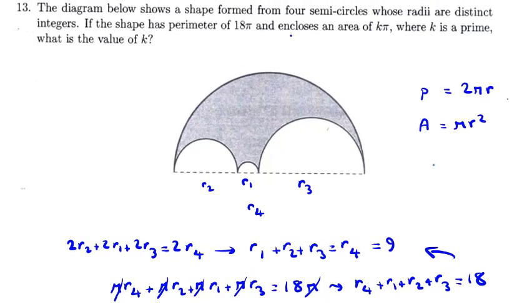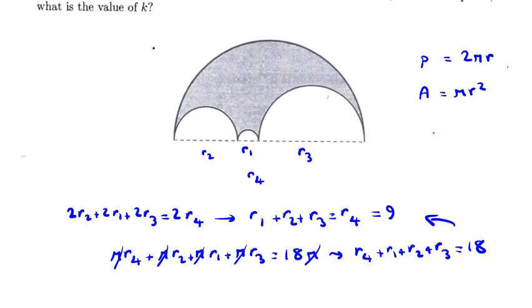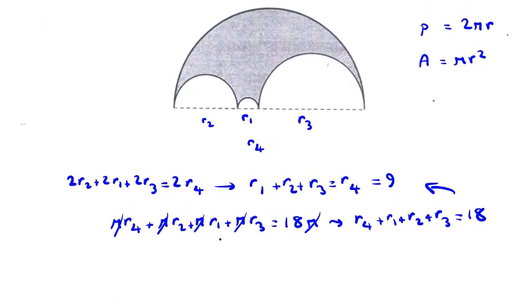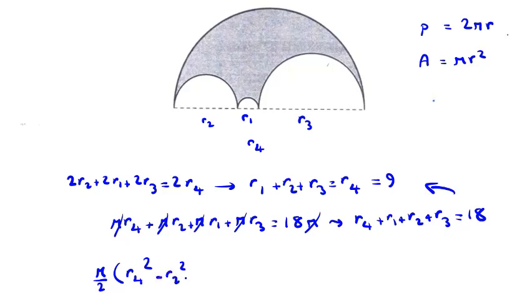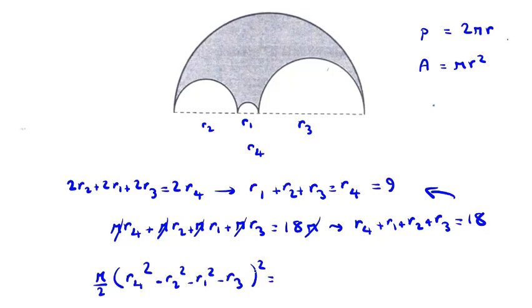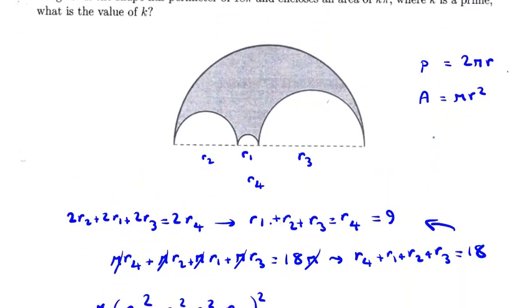The next condition is, it encloses an area of k pi, k is prime. What is the value of k? So this area, as we said, the whole circle is pi r squared. It is a semicircle, so it will be pi over 2 r4 squared. It will be the whole area here, so you should subtract r2 squared, r1 squared, r3 squared. It equals k pi, where k is prime.